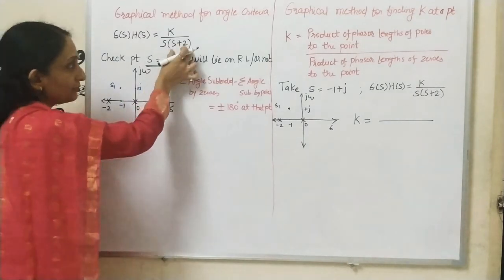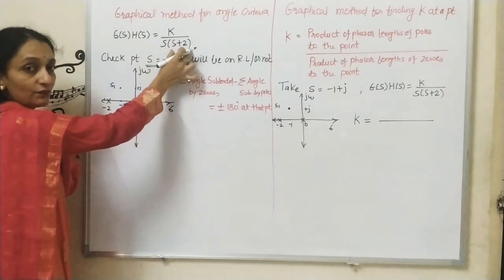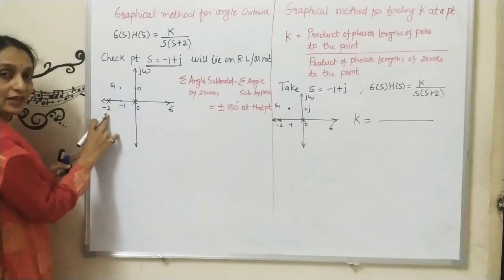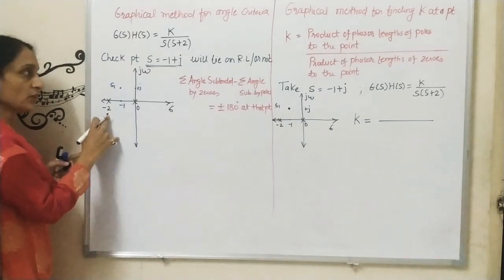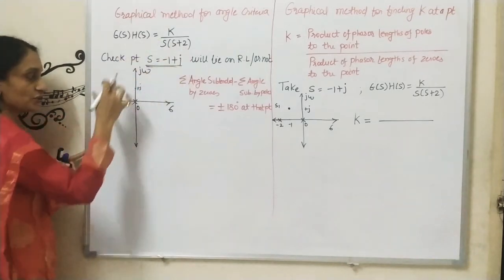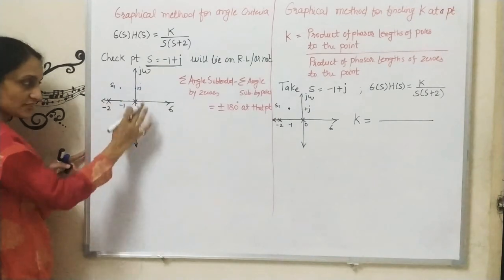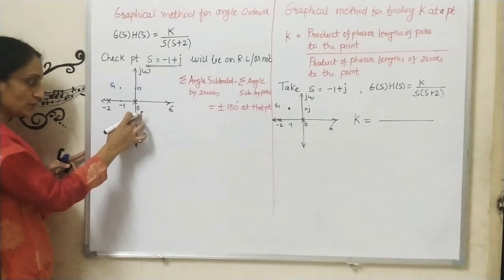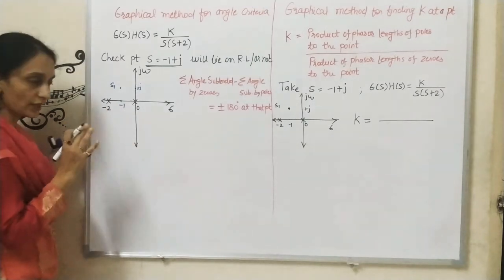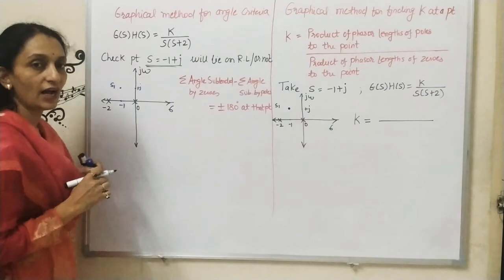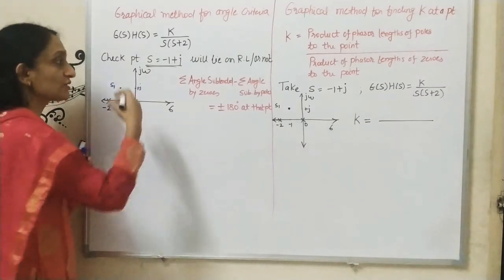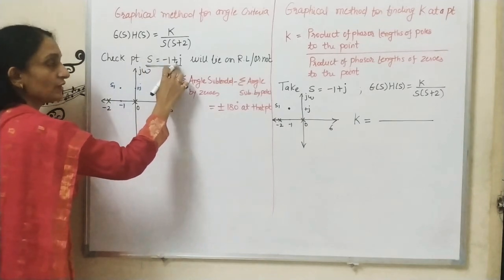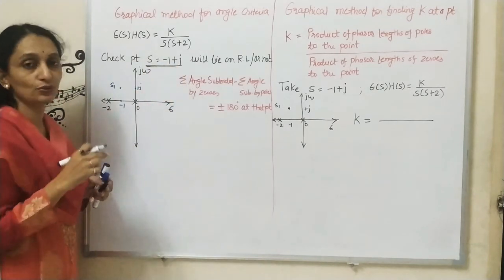The second pole is a real pole. When I equate, I will get s is equal to minus 2. So here I have shown s is equal to minus 2. I have plotted this transfer function in the s domain, with poles at s is equal to 0 and s is equal to minus 2. Now I have to recheck using the graphical method whether this point s is equal to minus 1 plus j will lie on the root locus or not.